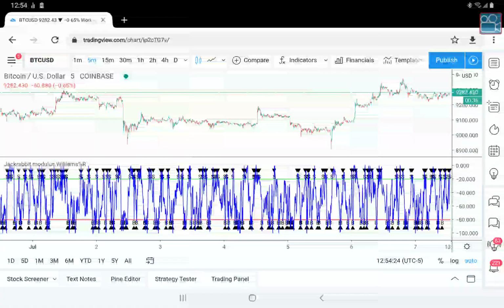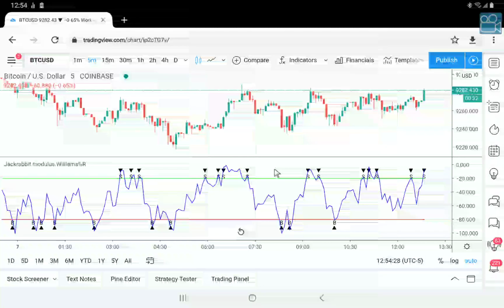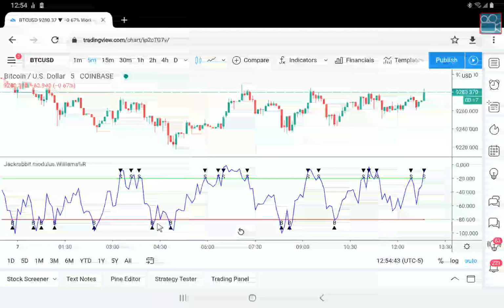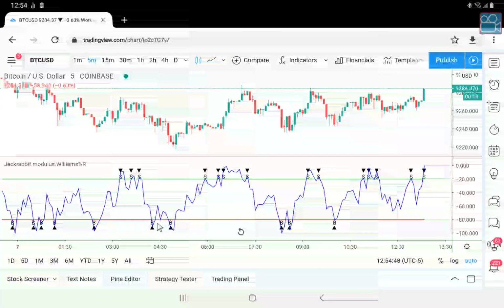Let's zoom in. You'll notice it's a lot like RSI, but very different in many ways. As you can see, it has some very good high points and low points. It's not necessarily the best approach by itself, and is often coupled with other indicators.